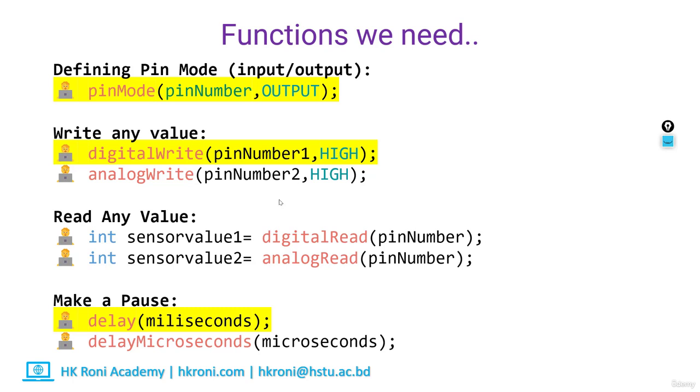And another function we need to use for this program is delay. It is used to make a pause in the program. The delay takes milliseconds as input. That means if you want to make a delay of 1 second, you will have to put 1000 milliseconds here. So I think you got the idea of these functions. Let's jump into the programming.